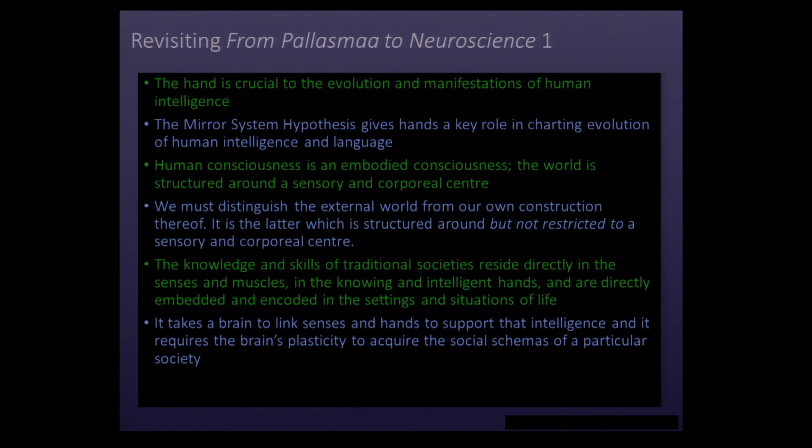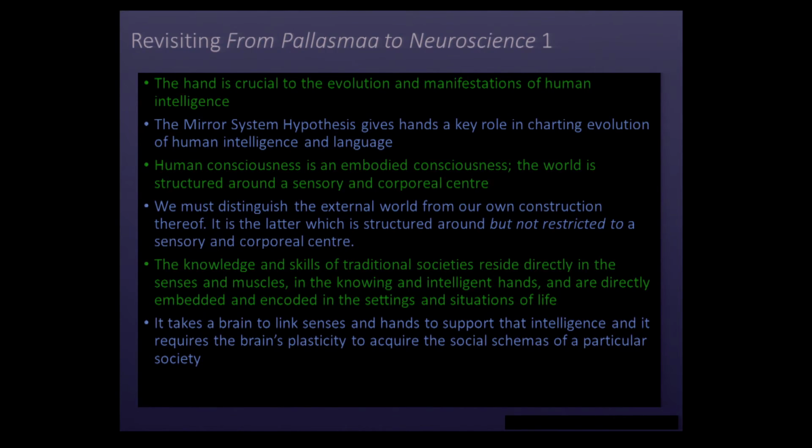Okay, so now I'm ready to give you the promised quotes from Juhani Pallasmaa and to offer my little comments upon them. So he says, the hand is crucial to the evolution and manifestations of human intelligence. And what I've tried to do with the mirror system hypothesis that I've just laid out is give hands a key role in charting the evolution of human intelligence and language. But I think from the way Juhani writes, he's perhaps putting more of the intelligence in the hand without acknowledging the complex brain structures that had to evolve to make that use of the hand possible.